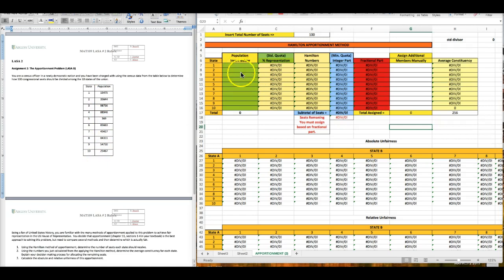And I'm going to go ahead and put these numbers here. So these would be the populations that we have here. Now notice that we need 100 congressional seats. So here we have 100 that I need to put right here, okay? Also notice that here we have this number, which is 256, and we'll see where all that comes from once we're done here, okay?